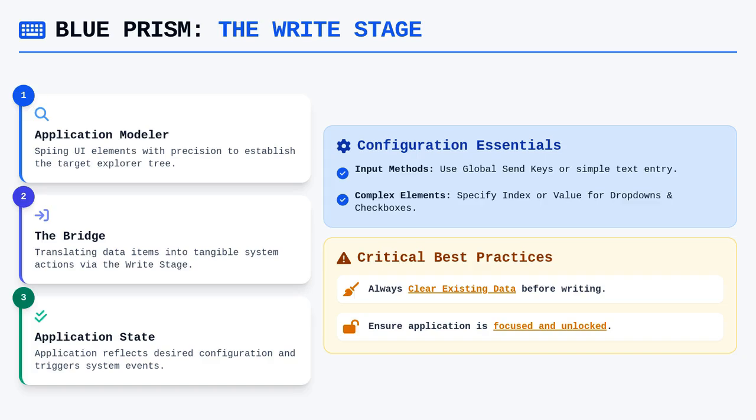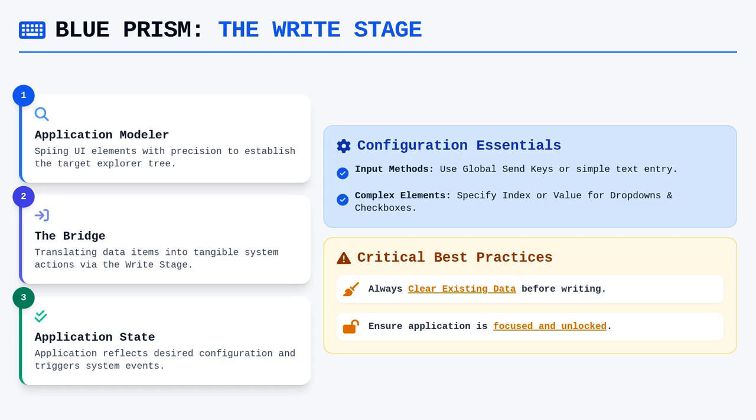The interaction layer of any Blue Prism business object relies on three primary stages that translate your logic into tangible system actions. When we talk about the write stage, we are referring to the mechanism for passing input values into the UI elements we have previously defined in Application Modeler. You must configure these stages by selecting the correct element from the Explorer tree and choosing the appropriate action, such as global send keys or simple text entry.